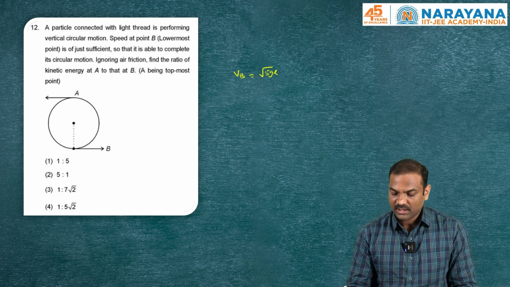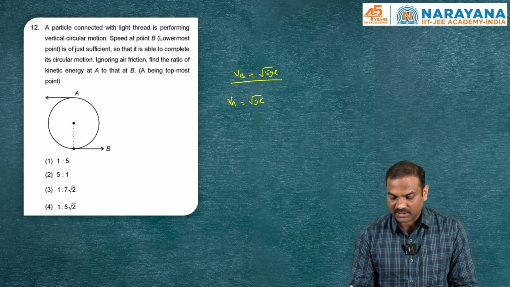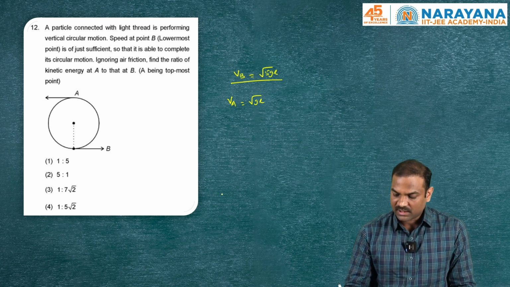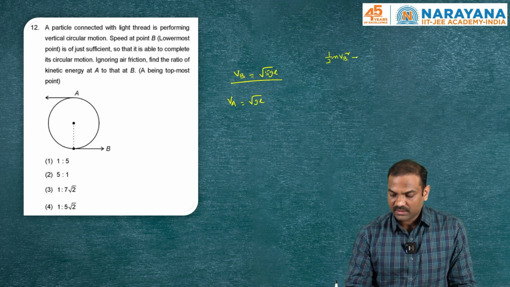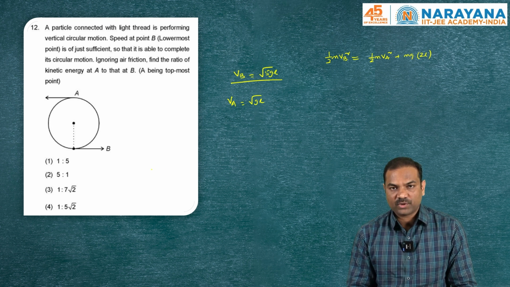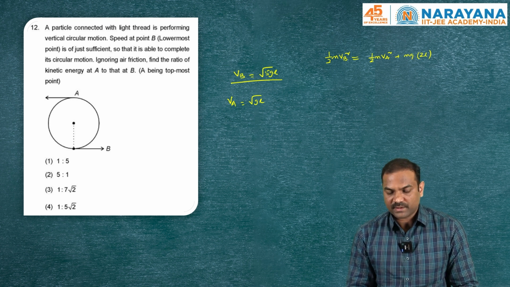So root 5GL at the lowest point. Then we know that at the highest point it will be root GL by simple conservation of energy. Or else we can write it this way: half m VB square is equal to half m VA square plus mg into 2L, which is energy conservation. Kinetic energy at B is equal to potential energy plus kinetic energy at A, because we are taking B as our reference.